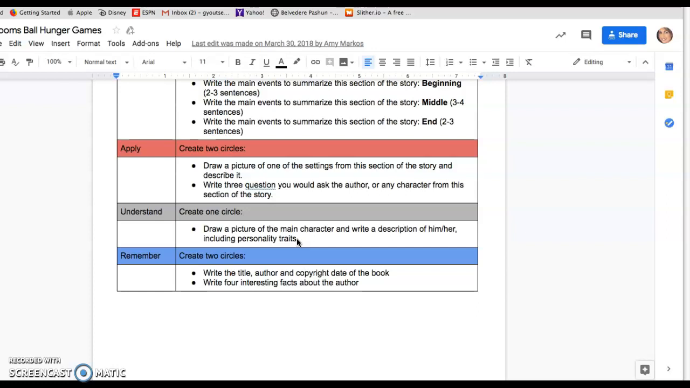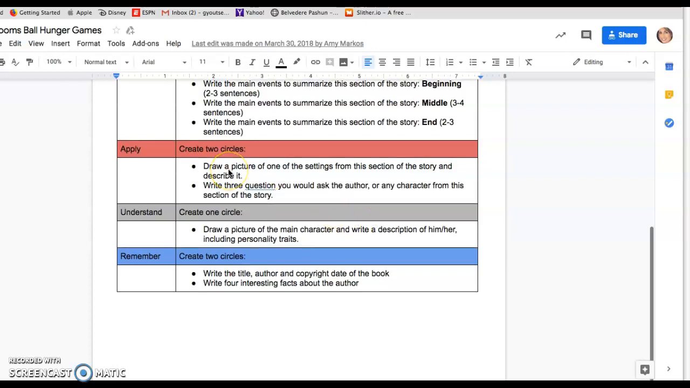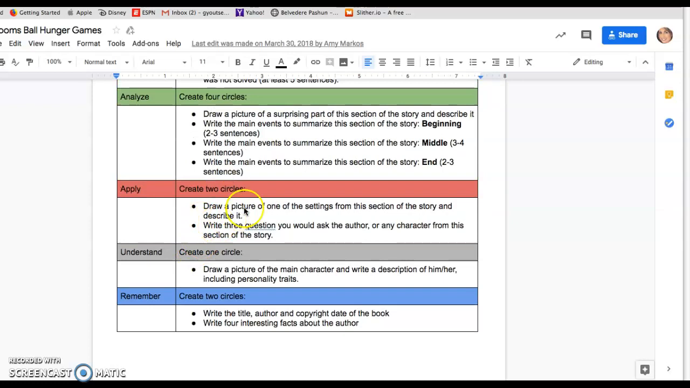So draw a picture of Katniss and then write a detailed description, including her personality traits, on that circle. Then you'll move up to apply. You'll need 2 circles here.